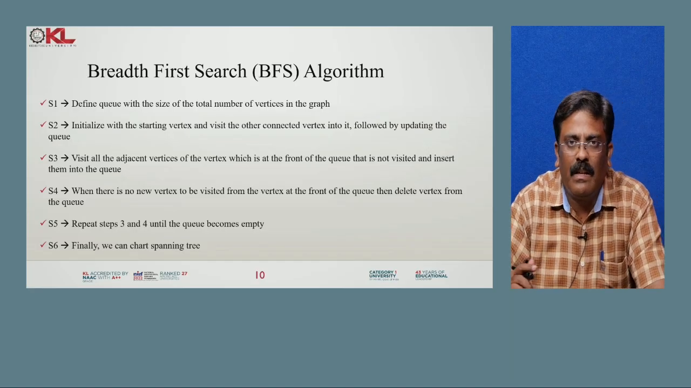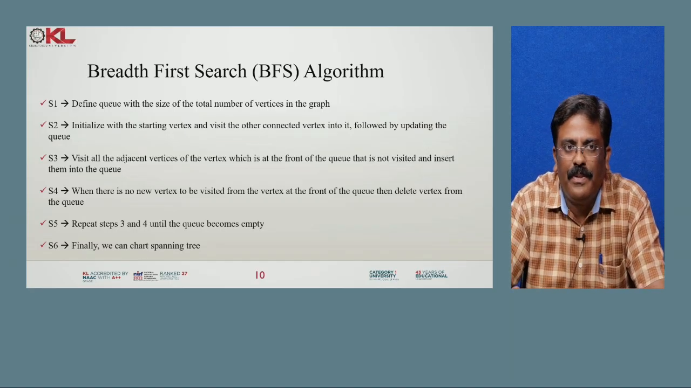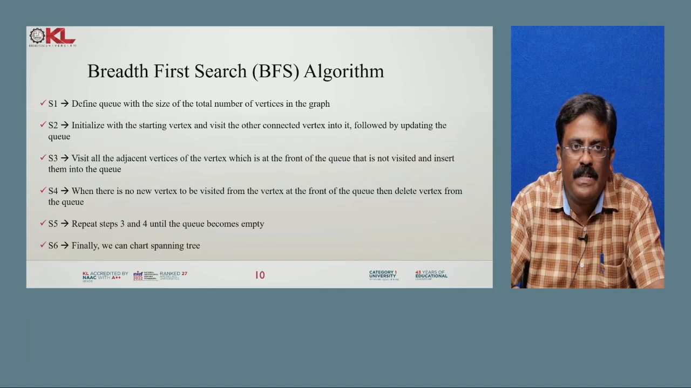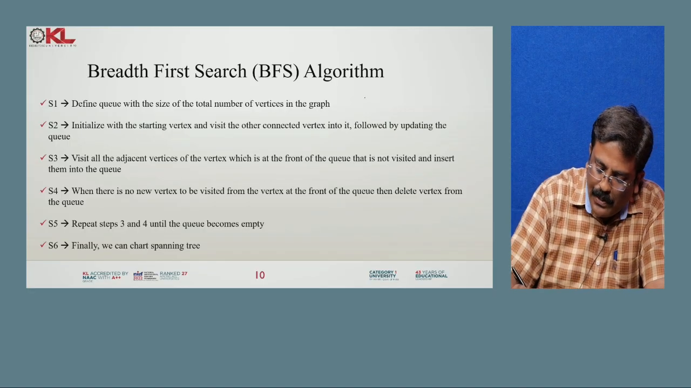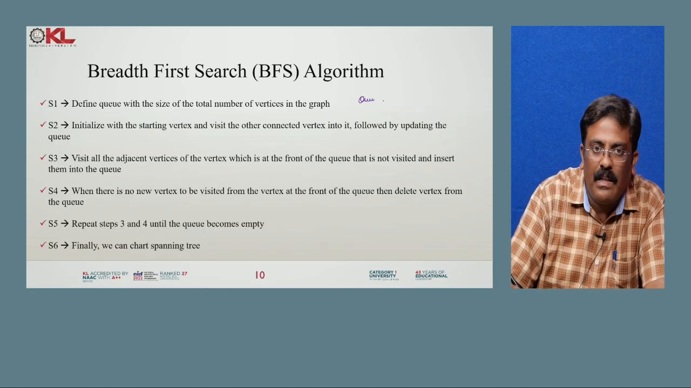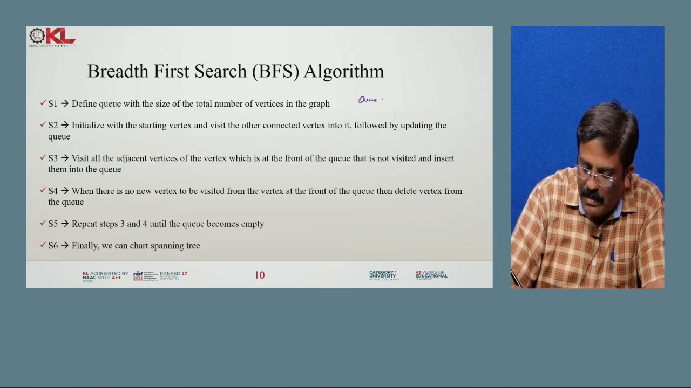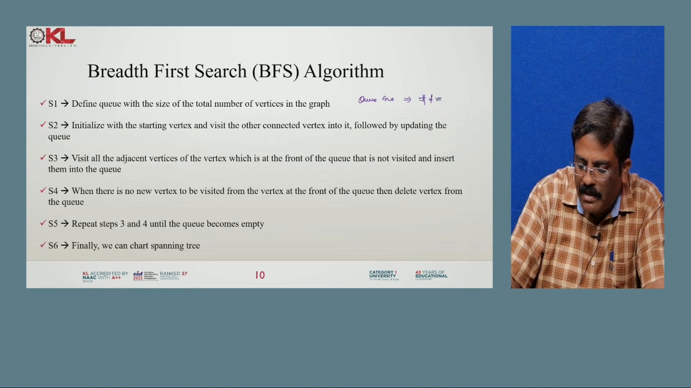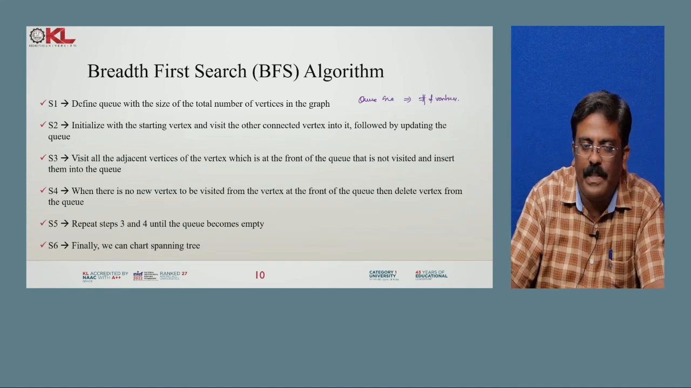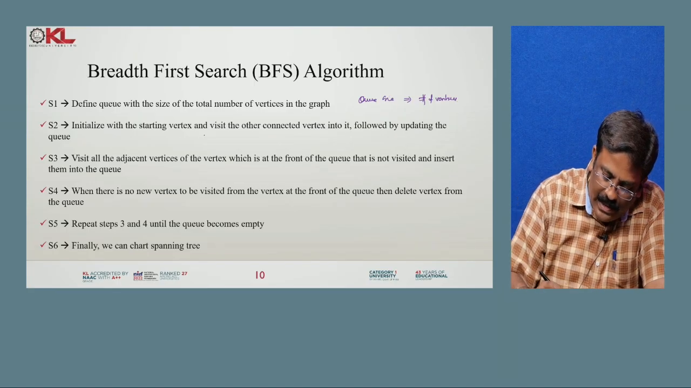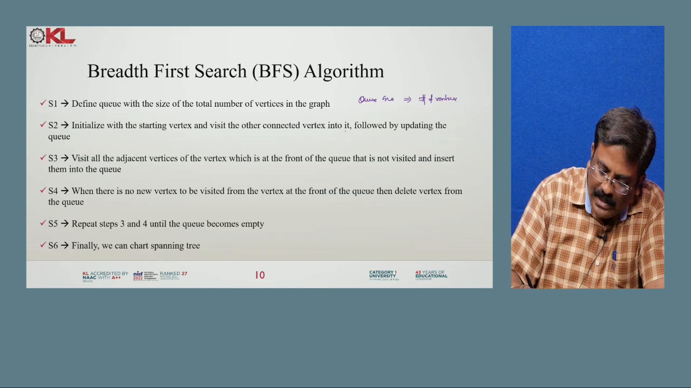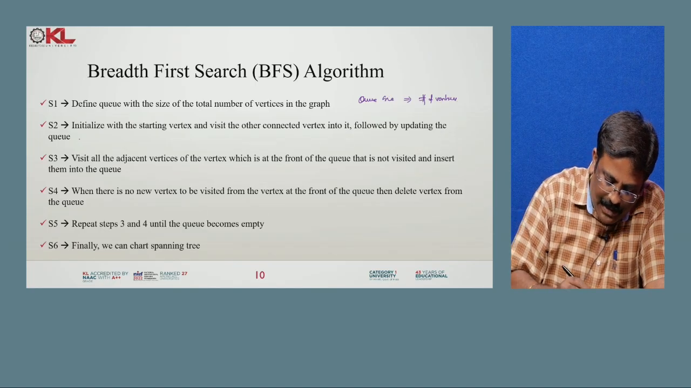So the BFS algorithm also has certain rules and procedures. In step 1, we define Q with the size of the total number of vertices in a graph. This indicates that the Q size is the number of vertices available in the graph, meaning that many vertices we can visit. Then initialize the starting vertices and visit the other connected vertices from it, followed by updating the Q.